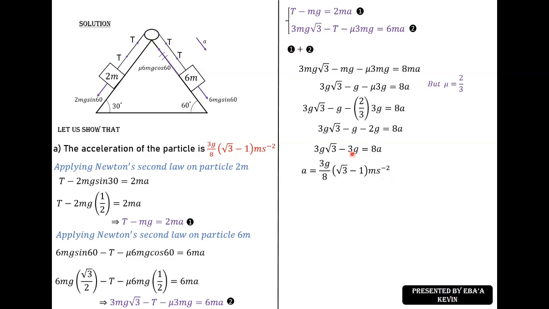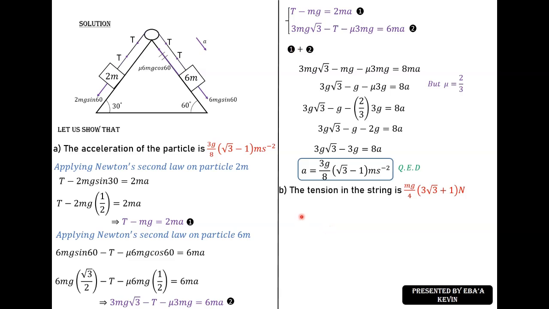Now clearly I simply factor out 3g from here. That's factoring out 3g from here. We are going to get 3g factor square root of 3 minus 1. Then if I divide all through by 8, I get the acceleration. So getting the acceleration, that's what we're being asked to prove in the A part of the question. That's the acceleration of the particle is 3g divided by 8 times square root of 3 minus 1 meters per second squared.